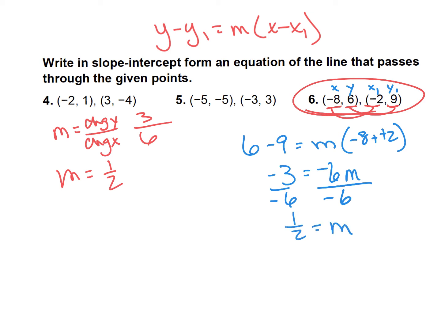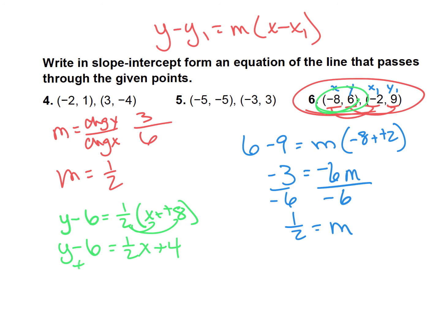There's my slope. So now I'm going to pick one point. Doesn't matter which one. I'll pick this first one, and I'm going to plug it into my equation. Y minus 6 equals, now I know my slope is 1/2, x minus a negative 8. I'm going to double dash. Y minus 6 stays the same. Do the distributive property, 1/2 x. Half of 8 is 4. I'm going to add 6 to both sides. So my slope-intercept form is y equals 1/2 x plus 10.